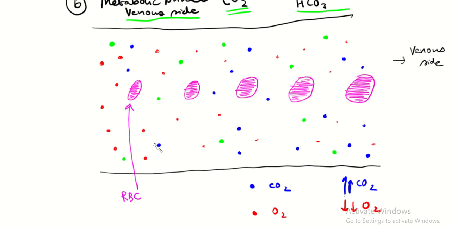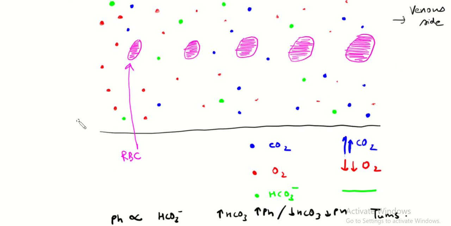So CO2 is in the blue. You see on the arterial side we have a few CO2 and then suddenly we're building up CO2 on the venous side. Completely normal. So if you see here, you have more O2 and less CO2. On this side you have more CO2 and less O2, and that's completely normal.